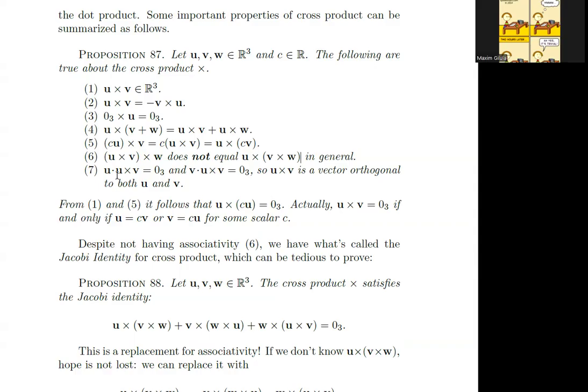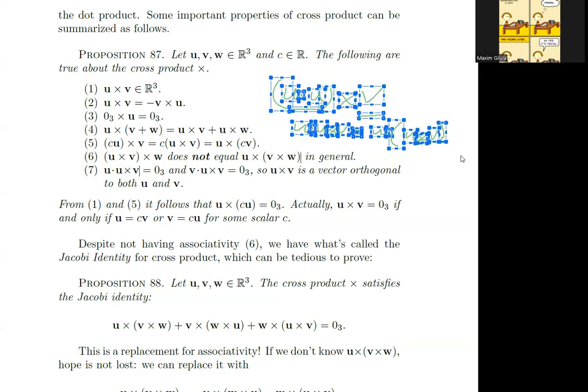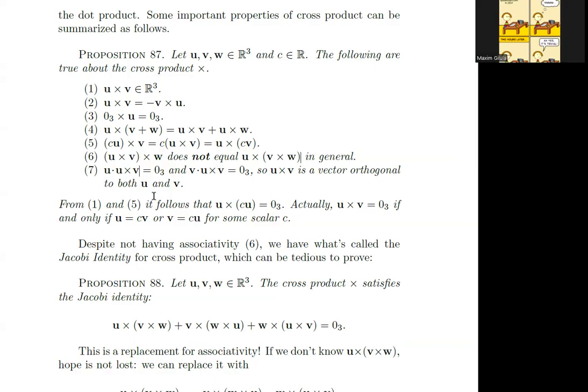If I dot U with U cross V, and notice that this is not ambiguous at all, U dot U cross V wouldn't make any sense because this is a scalar and this is a vector. So U dot U cross V can only be interpreted one way. So we can write it without parentheses and it's not ambiguous. U dot U cross V is 0 and V dot U cross V is 0. U cross V is orthogonal to both U and V. So that's nice.